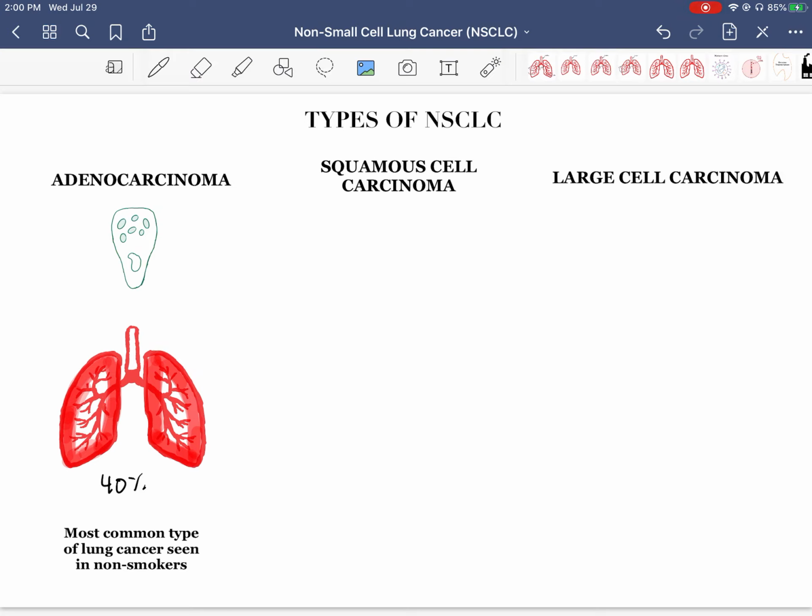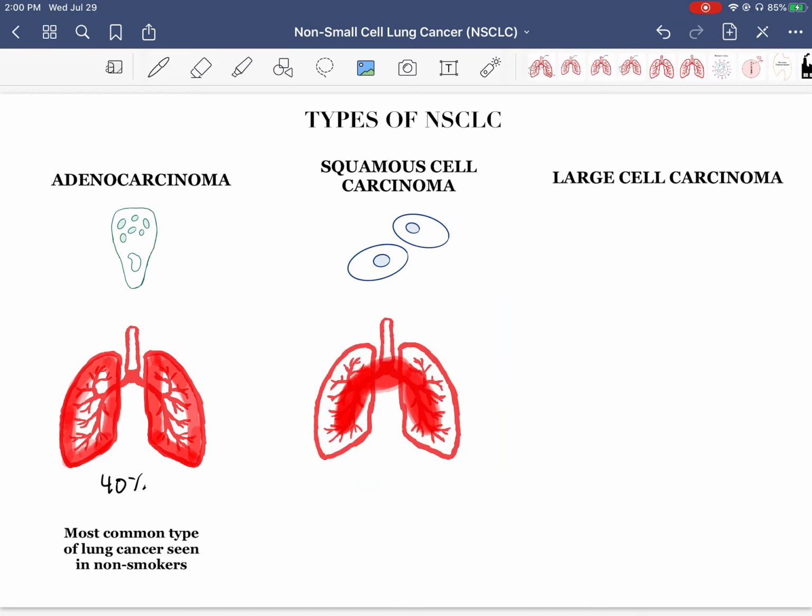Squamous cell carcinoma, as the name would suggest, affects squamous cells. Squamous cell carcinoma tends to affect the central part of the lungs, near the bronchus, the main airway. This type of cancer comprises 25 to 30% of all lung cancer cases. Squamous cell carcinoma has the strongest association to smoking, so those with a history of smoking are likely at a greater risk for this type of cancer.